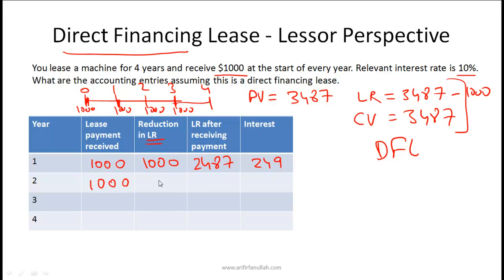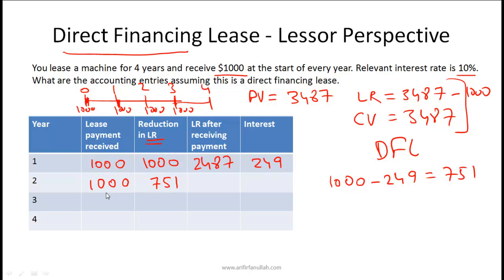Now what is the reduction in lease receivable? The reduction in lease receivable is going to be 751. Where do we get this 751 from? The way you can think of this is as follows, that the total payment now received is 1,000. Of this 1,000, the interest component was 249. So 1,000 minus 249 is equal to 751. So our lease receivable goes down by 751.